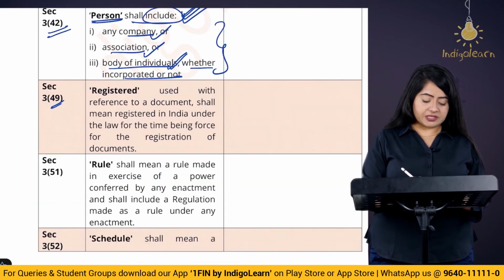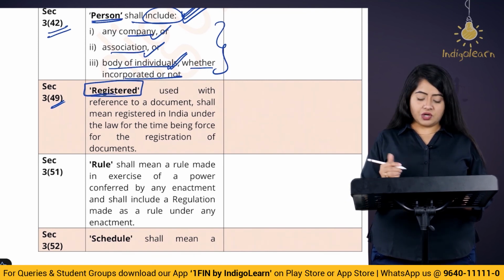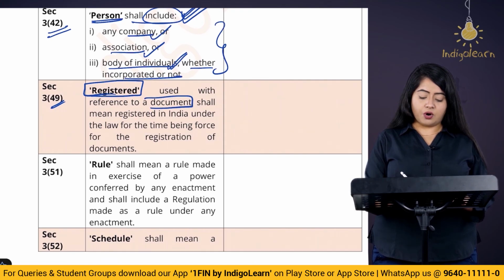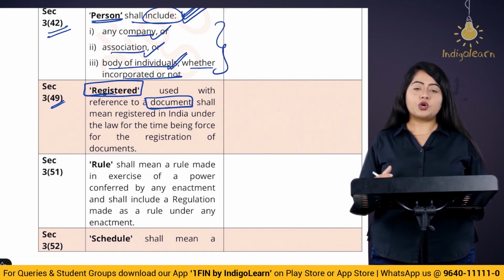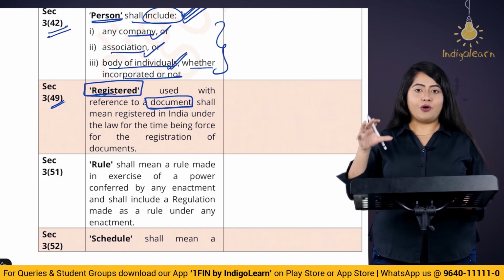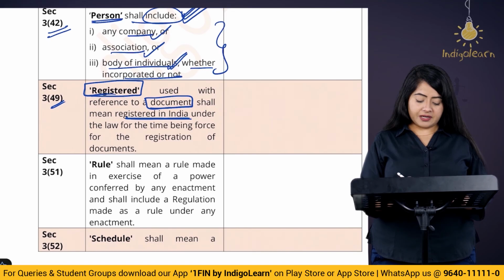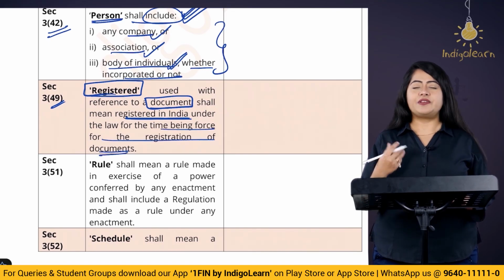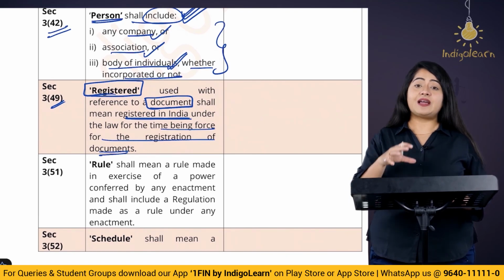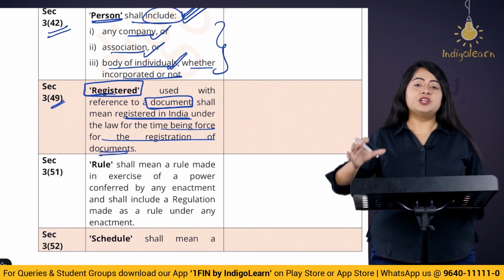Next clause is clause number 49, which talks about the definition of the word registered. So what is registered? Here the General Clause Act defines registered in terms of a document. A document is considered as registered if it is registered as per the Act or Statute of India. The word registered, used with reference to a document, shall mean registered in India under the laws for the time being in force for the registration of the document. So when we say registration, it basically means putting that document or that information in public domain, giving that information to the government to keep record.